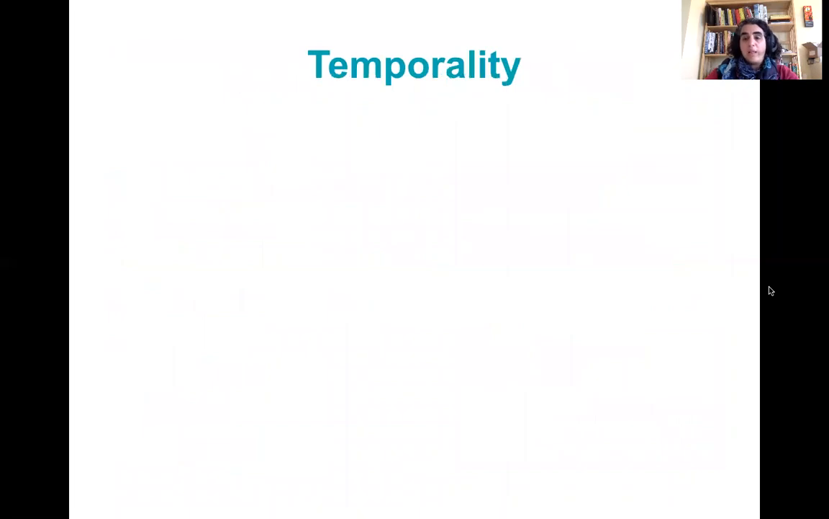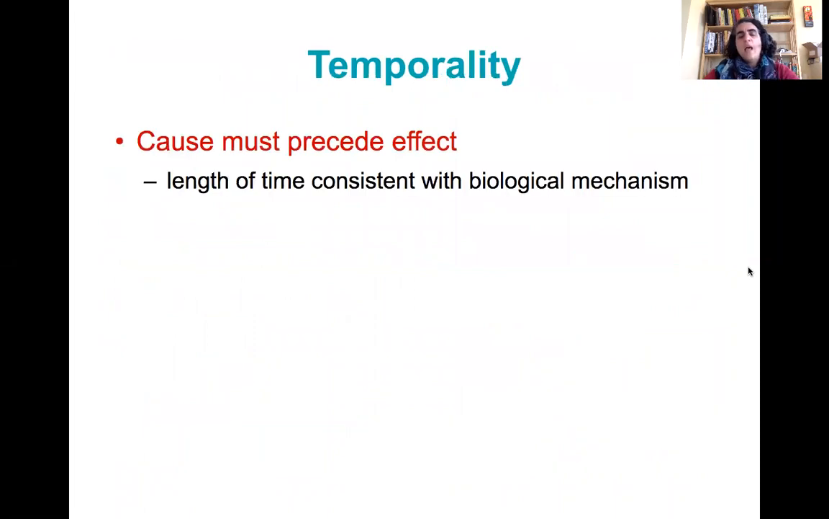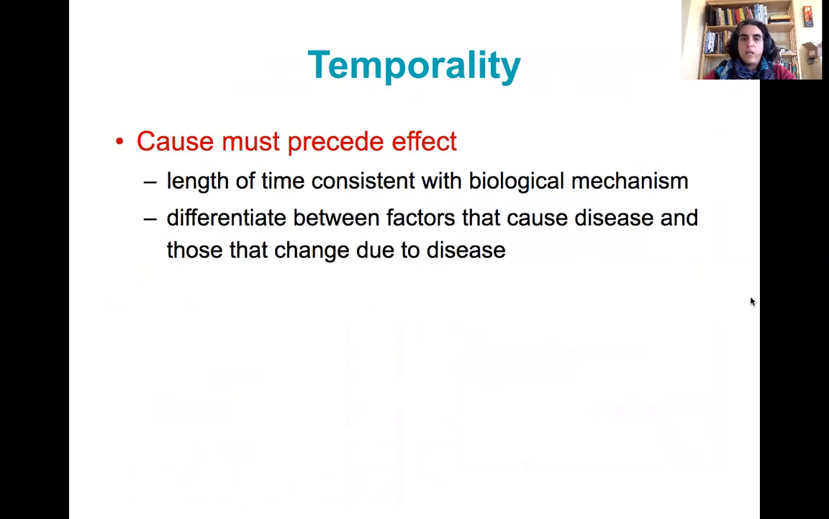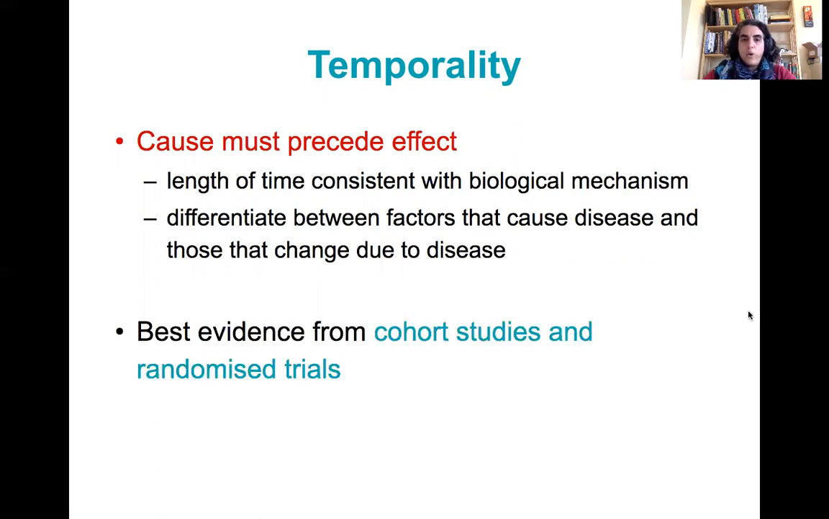So temporality, this is the essential one. This is your cause has to come before the effect. If that doesn't happen, then as we understand cause, you don't have it. So cause must come first. And more than that, we want the length of time that the cause precedes the effect to be consistent with our understanding of the biology of the situation, if appropriate. And you want to differentiate between factors that cause disease and those that change due to the disease. And that's a subtle point.